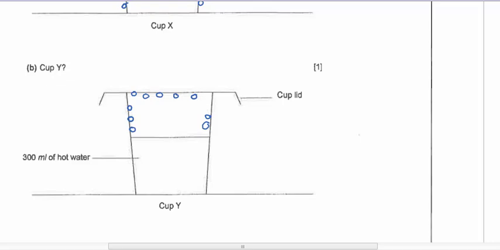Let's erase this. Let's do this nicely. Okay, so there should be water droplets on all this side here, from here to here to here, because everywhere the water will start to condense.